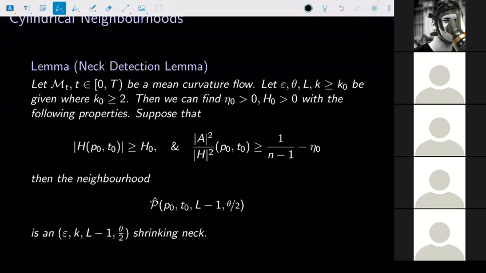So epsilon is the norm: there's some norm which says that this region is close in norm to a cylinder. Theta is a time interval, L is the length, and K is a regularity parameter. So it says C^K norm, L is the length of the cylinder, theta is how far back in time the flow is close to a cylinder, and epsilon is the norm. Then it says that you can find an eta0 and an H0 with the following properties. This H0 is a lower curvature threshold. So you know that as the curvature approaches plus infinity, it is becoming a cylinder.